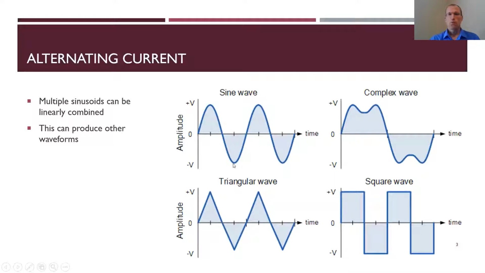If we combine more than one sine wave, we can make more complex waveforms. So a bunch of different sine waves, get some more complex waveforms. You also get triangular waves, so we'll see some of those in some labs, as well as square waves. We'll see a lot of those in lab this week.